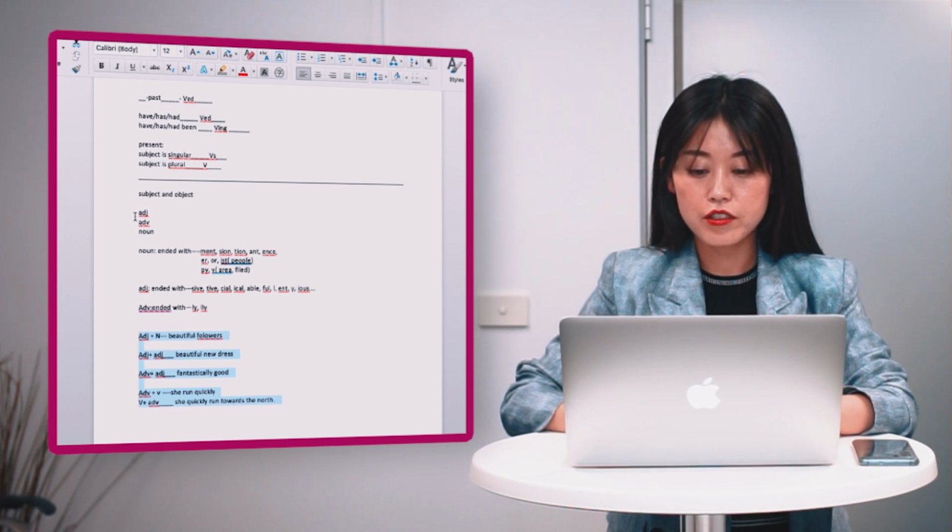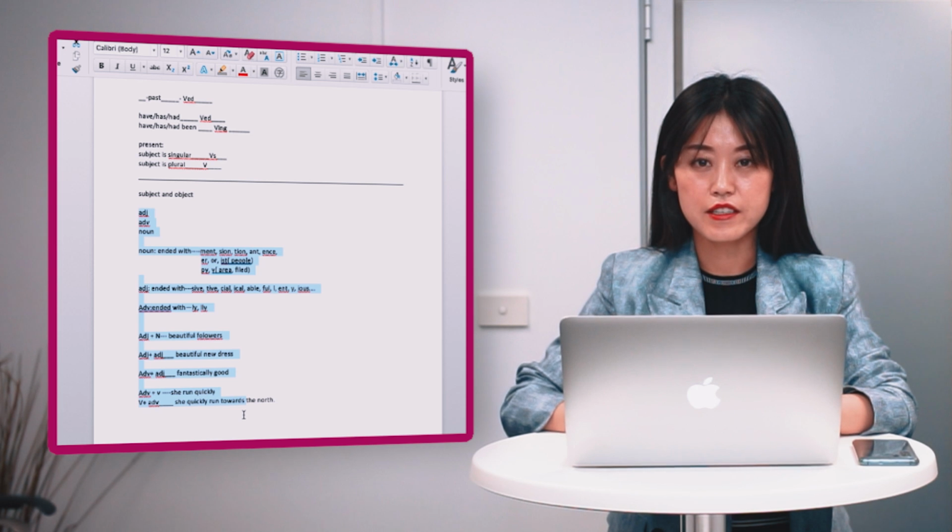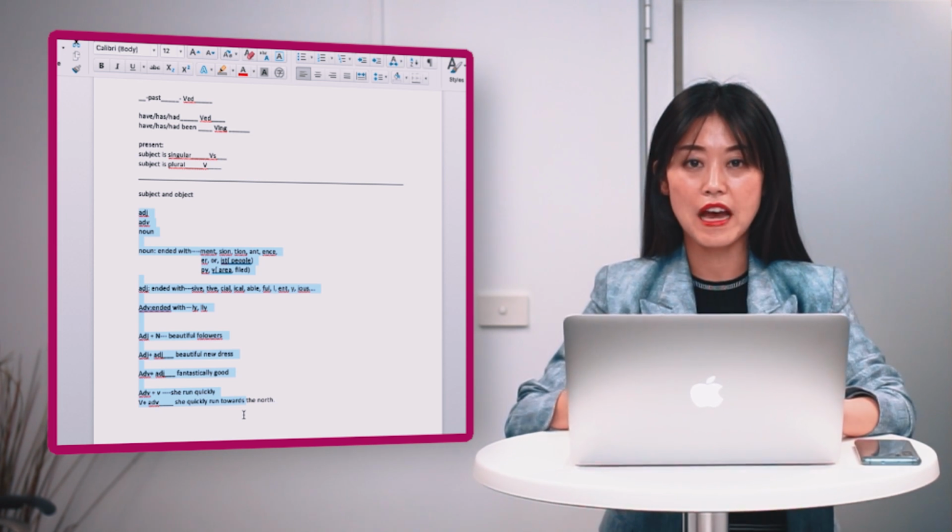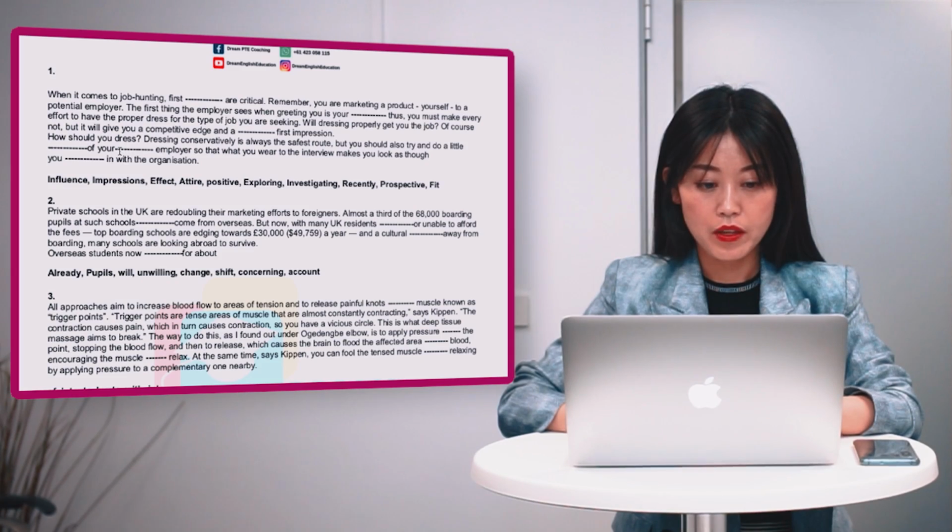So now we're going to use all of these tricks to start doing some practice, and in that case you know how we actually apply those rules. First of all, we have here: a third of the 68,000 boarding pupils at such school come from overseas. You look at this blank. When you look at this, come from overseas, this sentence is perfect without the blank.